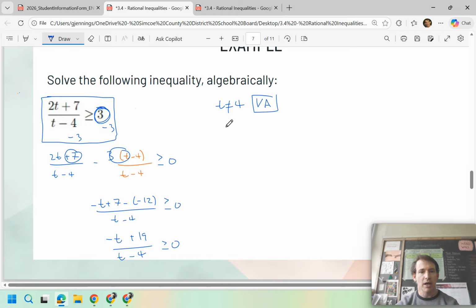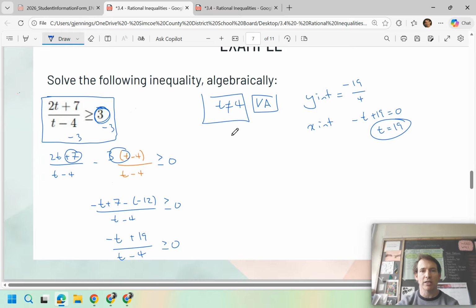All right, cool. When t is 0, you get 19 over minus 4, so our y-intercept is 19 over 4, but it's a negative number. And our x-intercept, let's set the whole thing to 0. So that would be minus t plus 19 equals 0. So t equals 19. Okay, there's our x-intercept. And we've got our key things that we want to test on our interval table, the 19 and the 4.